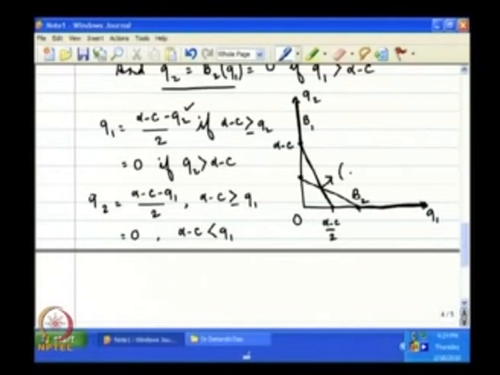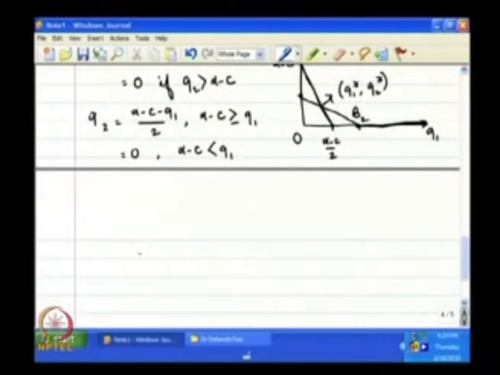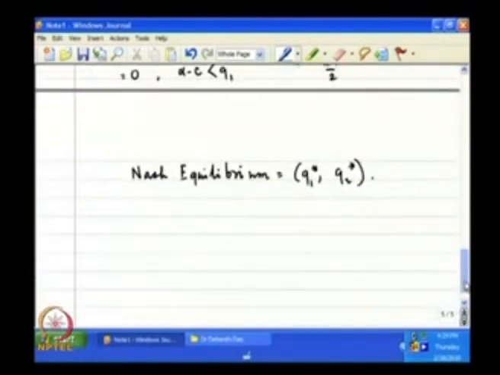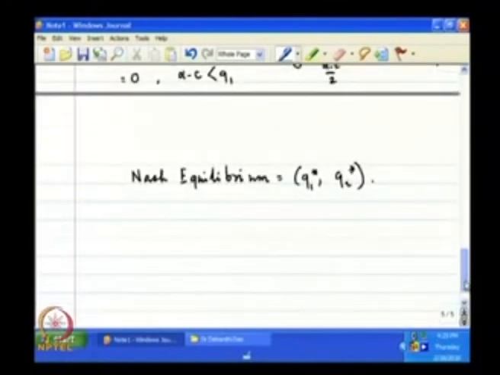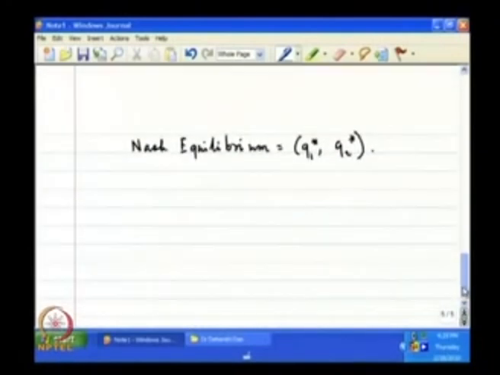Let us call it Q1 star, Q2 star. Q1 star, Q2 star is the Nash equilibrium, because that is the point of intersection. But we have to find out what is the value of Q1 star and Q2 star. We have to find out the coordinates. So, to do that, we have to solve these two equations.